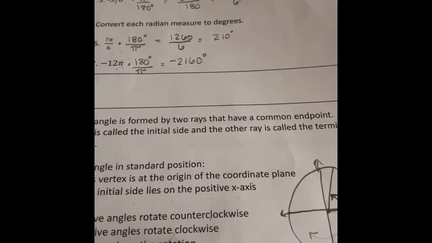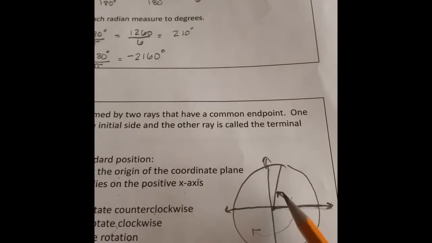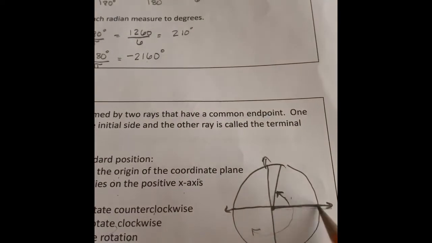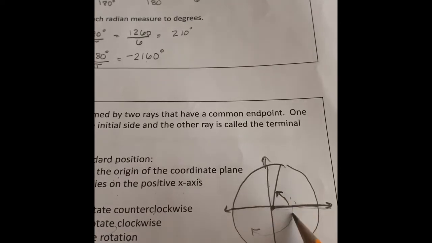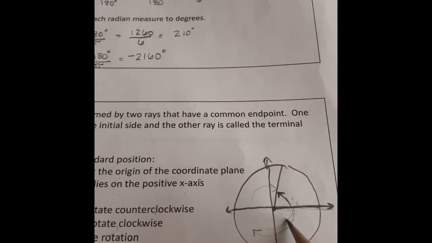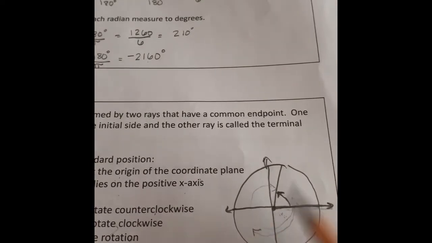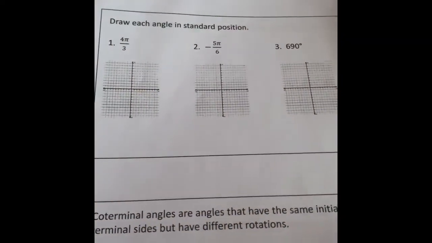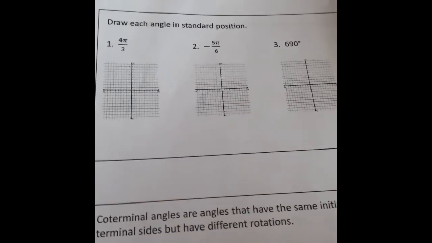Again, make sure you show that rotation because if you just drew this without this little direction here, nobody knows if you traveled in the positive direction or if you went all the way around and traveled in the negative direction. So you need to make sure to show that rotation. So now what we're going to do is exactly that. If you flip to your next one, we're going to draw each of these angles in standard position.